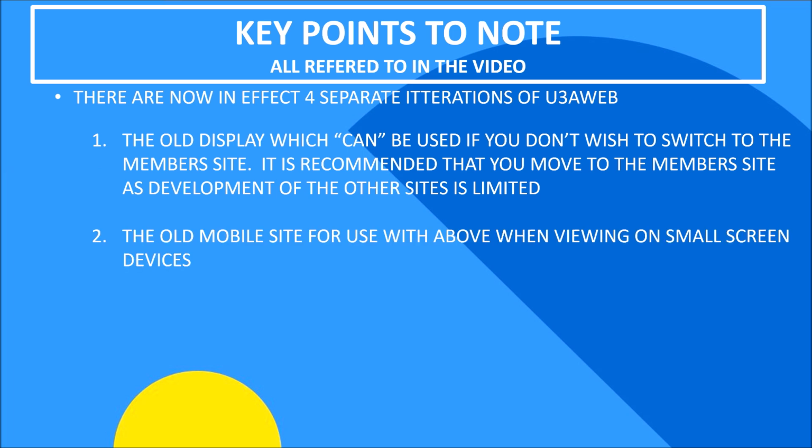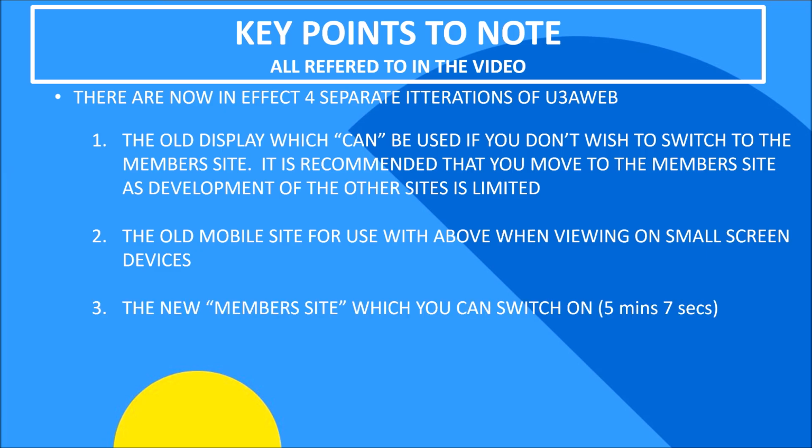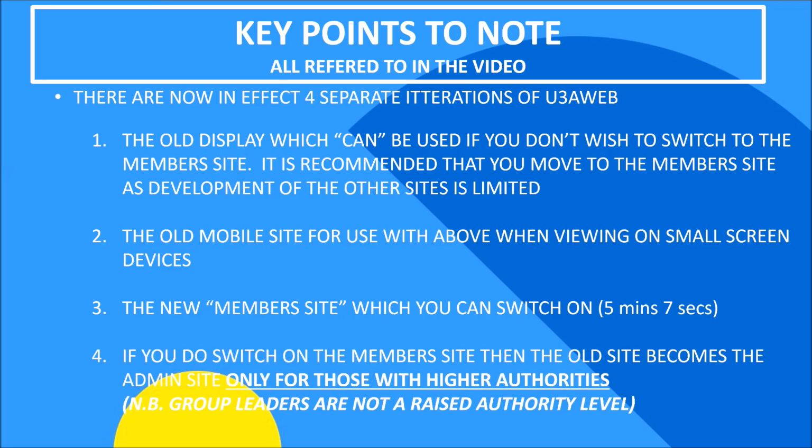Then there is the original mobile site, which was used with that old display for when viewing on small screens. Thirdly, we have the new members site, which you can switch on, and you can see how to switch it on at 5 minutes and 7 seconds into the video. Finally, if you do switch on the members site, then the old site becomes the administrator site for those who have got higher authorities. But it should be noted that group leaders are not a raised authority level.